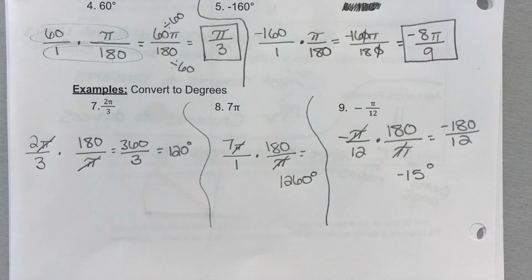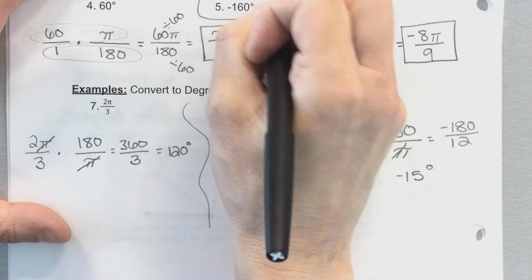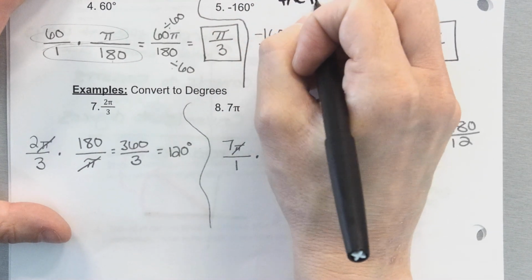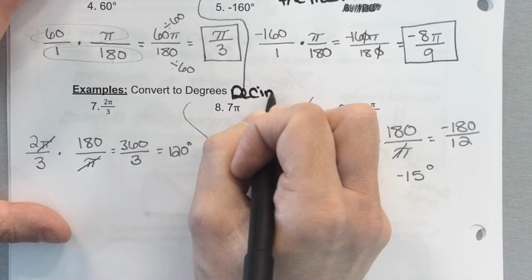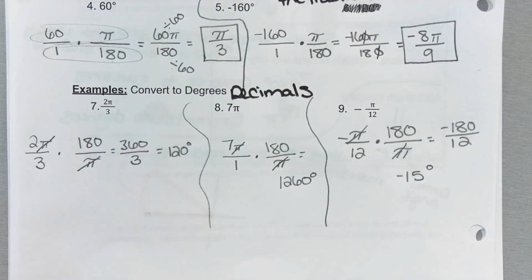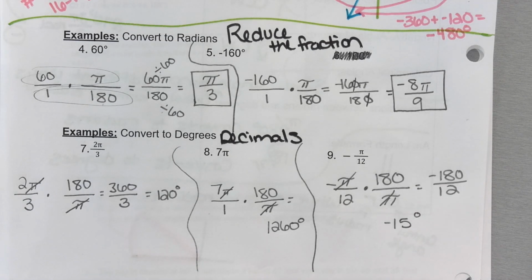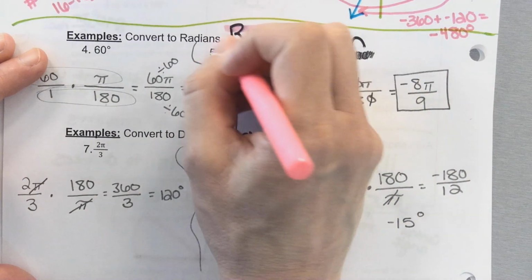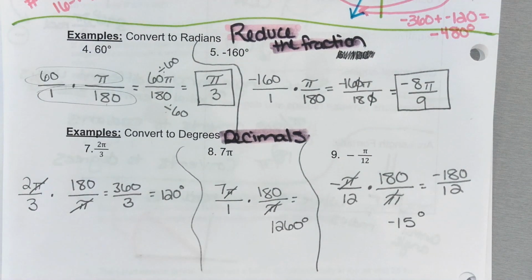So again, you might want to write yourself a little reminder note that up here we are reducing the fraction. Down here, I would please like decimal answers. Okay, so that might be a nice little note to remind yourself. And again, remember that your conversion is the fact that pi radians is equal to 180 degrees. So you're using either pi over 180 or 180 over pi.